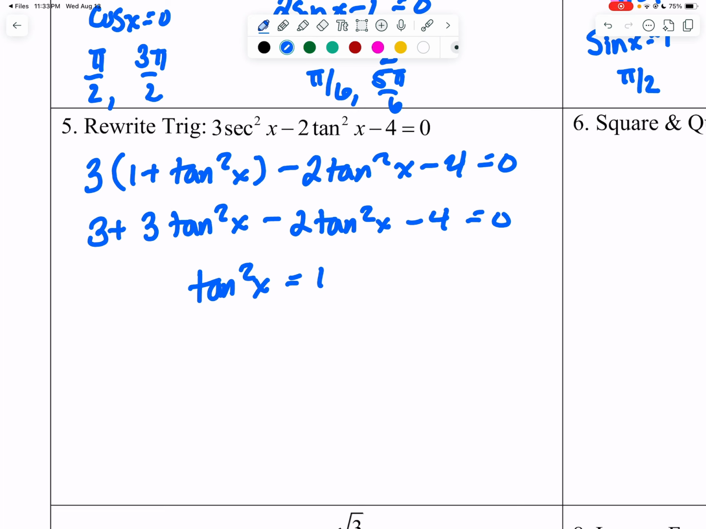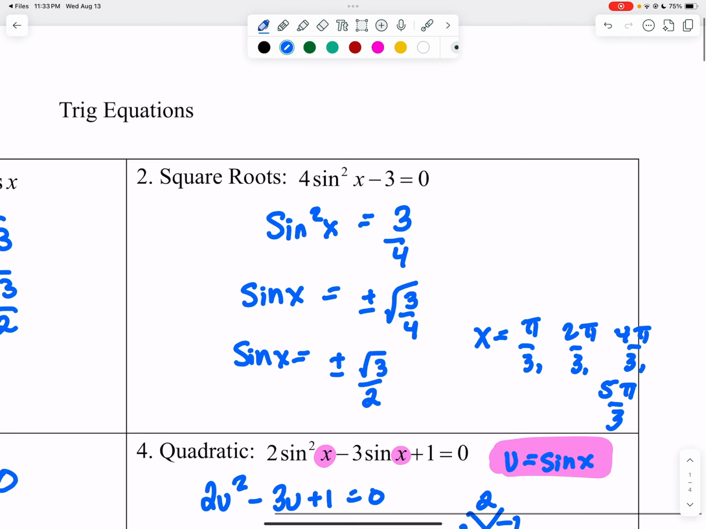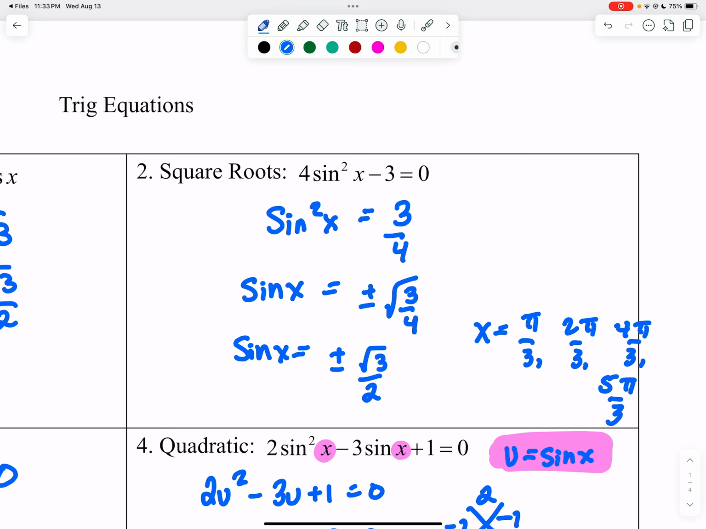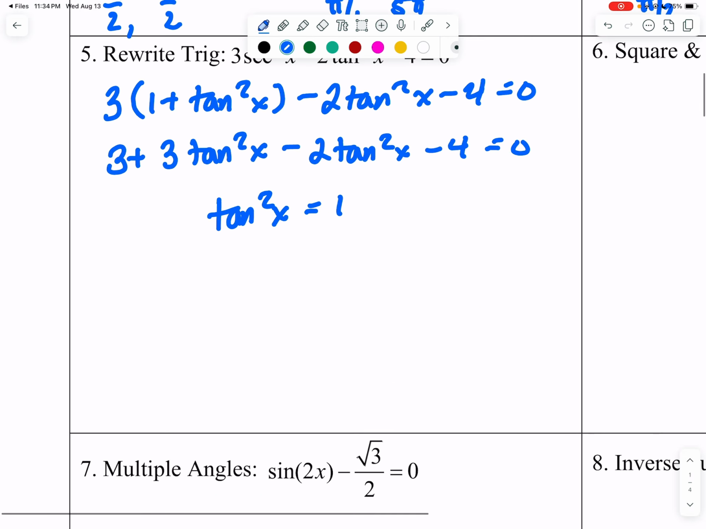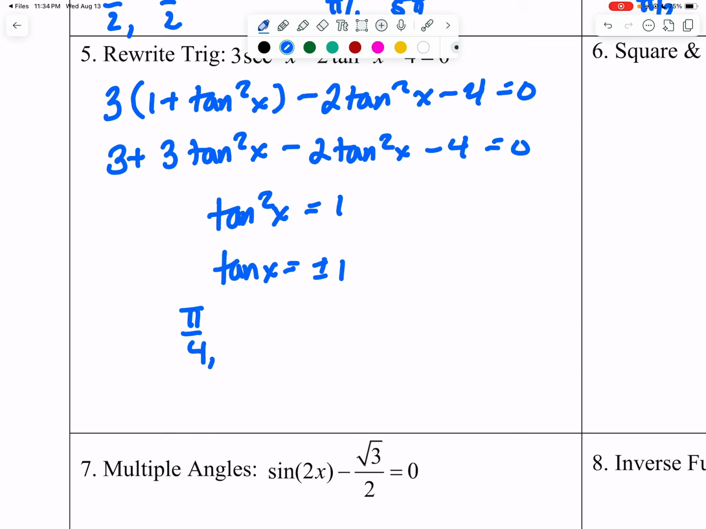So just like number 2 here, whenever we have a square and we take the square root, make sure that you have the plus and minus. So tangent of x is equal to plus or minus 1. And we know that tangent is negative 1 or positive 1 with my pi over 4's family. So this is going to be pi over 4, 3 pi over 4, 5 pi over 4, and 7 pi over 4.